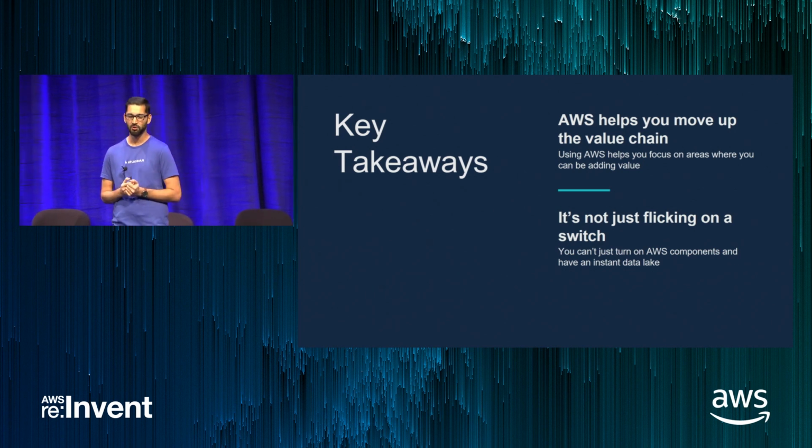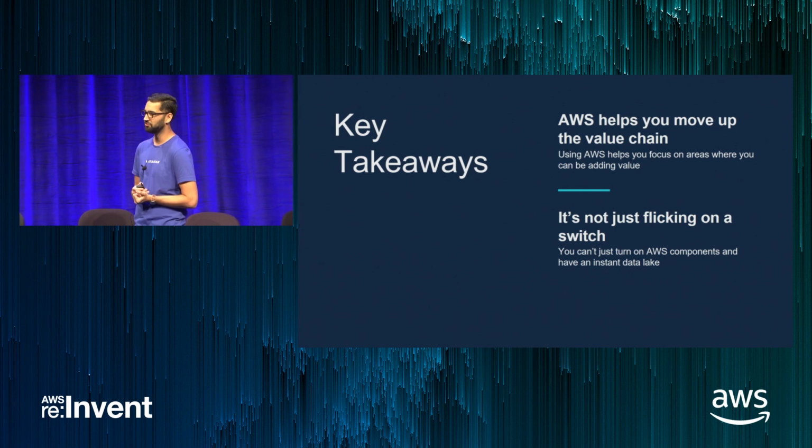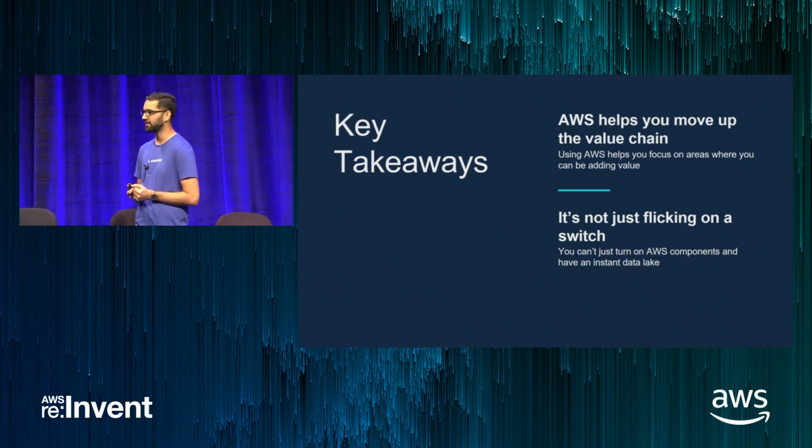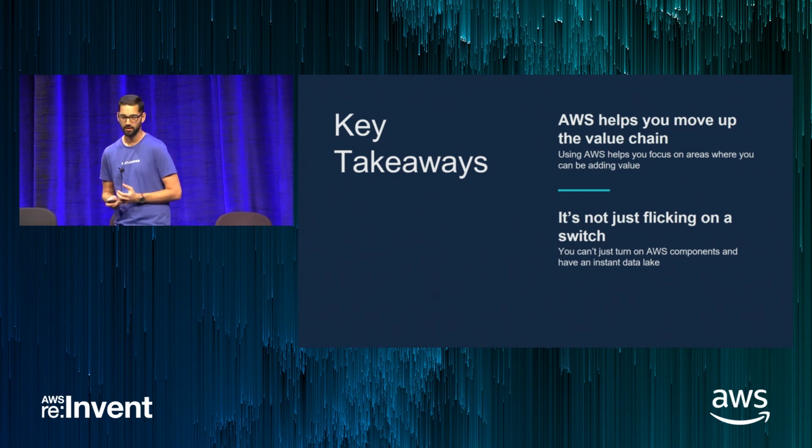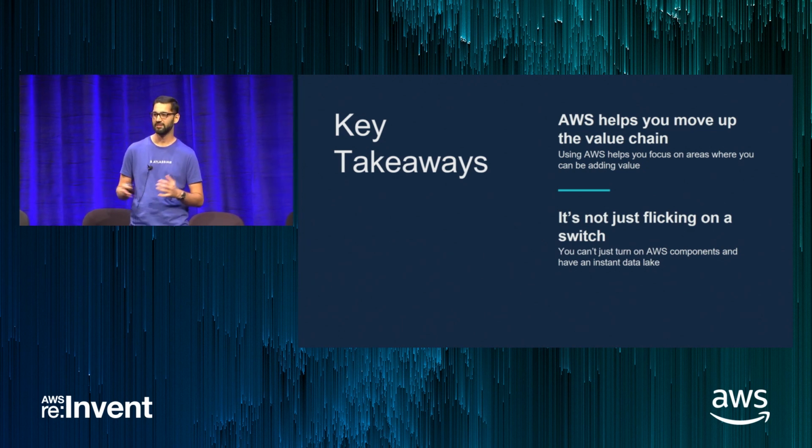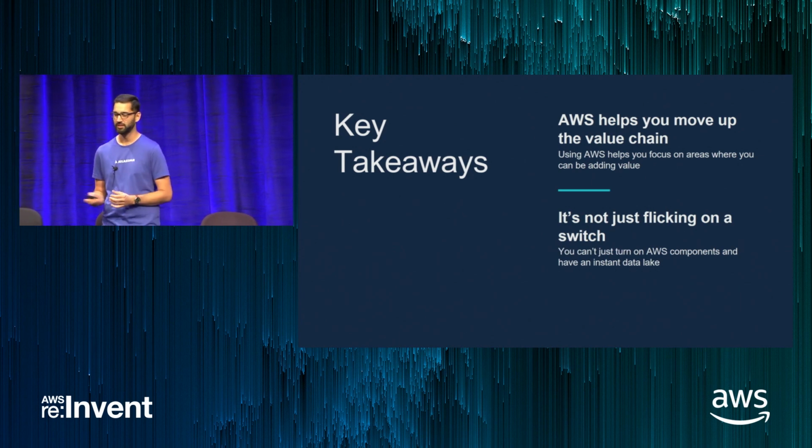And secondly, it's not all that easy. You can't just spin up a Kinesis stream and a Firehose and have an instant data lake. You often have to build services around these things to make them work for you. I guess that's when you have to start thinking about how you can make these things scale, and how you can add flexibility.